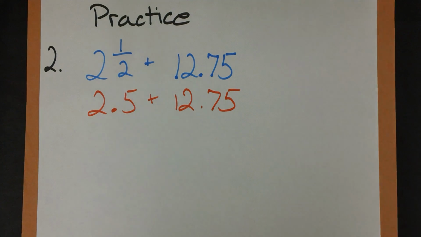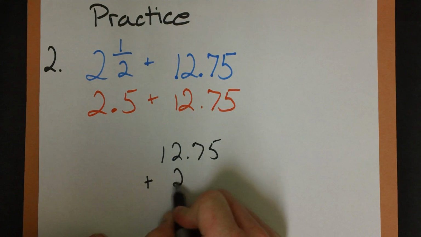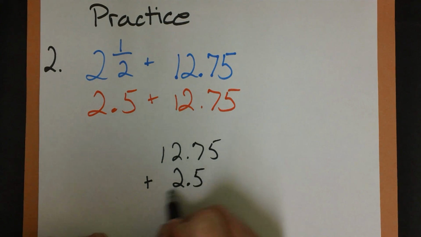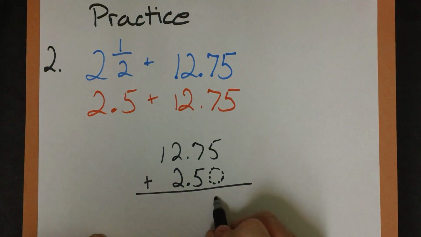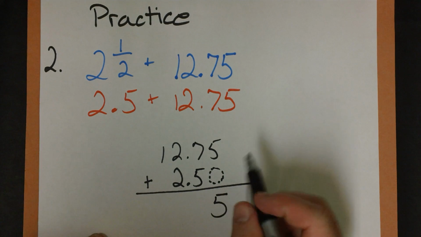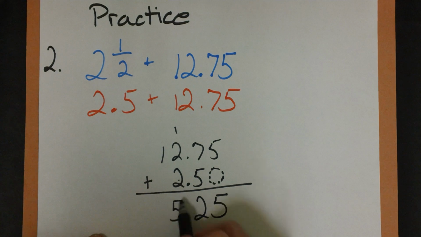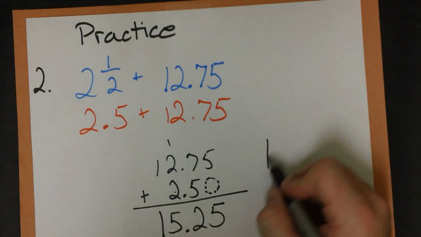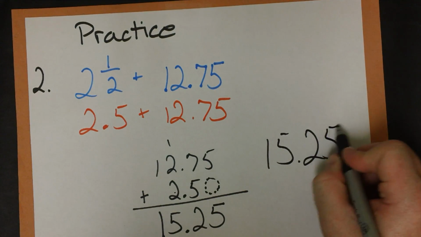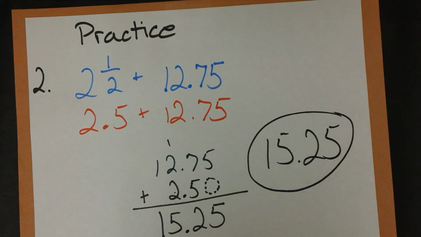Now it's just a matter of lining up our decimals so that we can combine them. 12.75 plus 2.5. If you need to add a 0 just to help you see it, that's fine. 5 plus 0 is 5. 7 plus 5 is 12. Carry the 1. 2 plus 2 is 4, plus 1 is 5. And then 1 plus 0 is 1. And your final answer is 15.25. And that is how we add and subtract rational numbers.